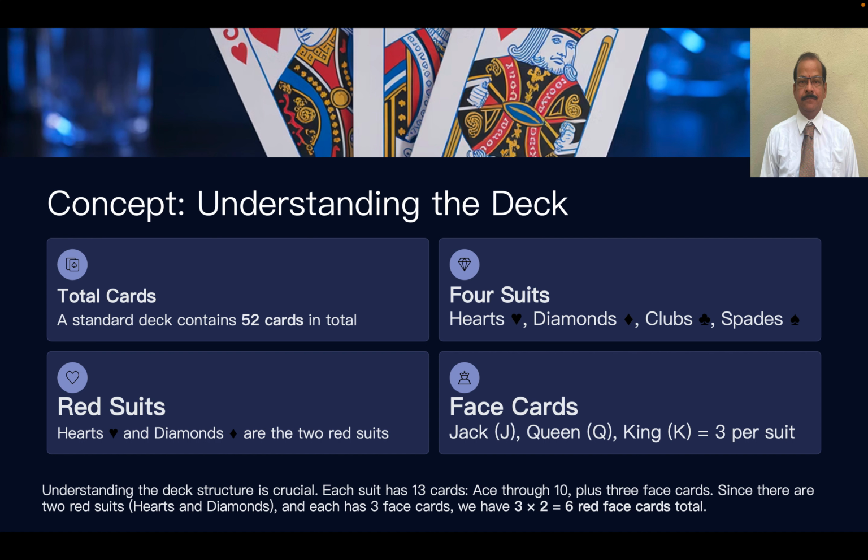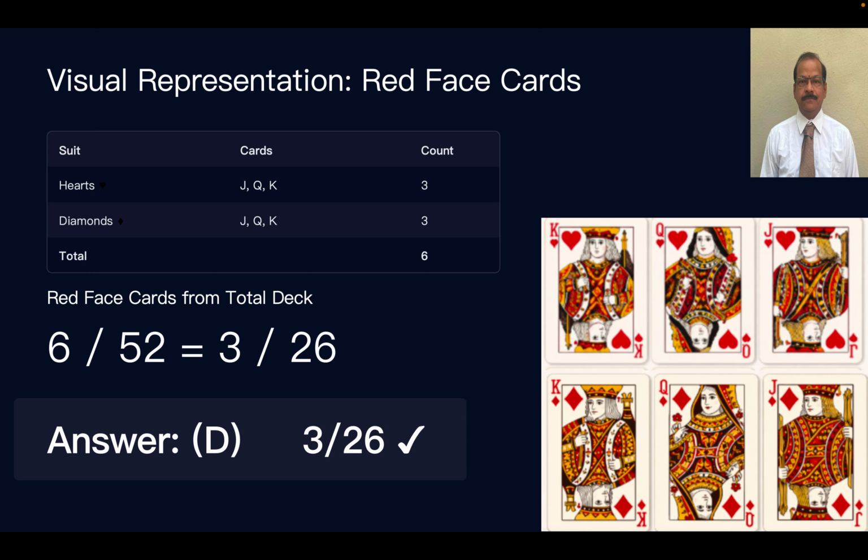So how many red suits are there? 2. Therefore 2 into 3 we have 6. You can see here, they are the red colored face cards, both diamonds and hearts. They look like this. Now, what is my favorable event? 6. And total 52. Therefore 6 by 52, which is 3 by 26. Therefore answer is option D, 3 by 26.